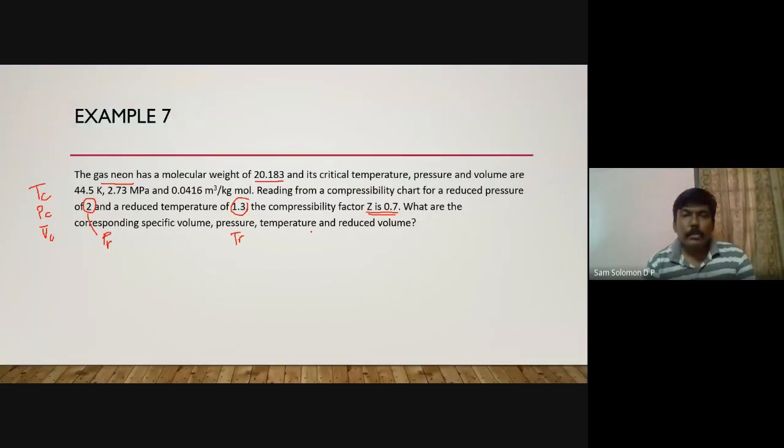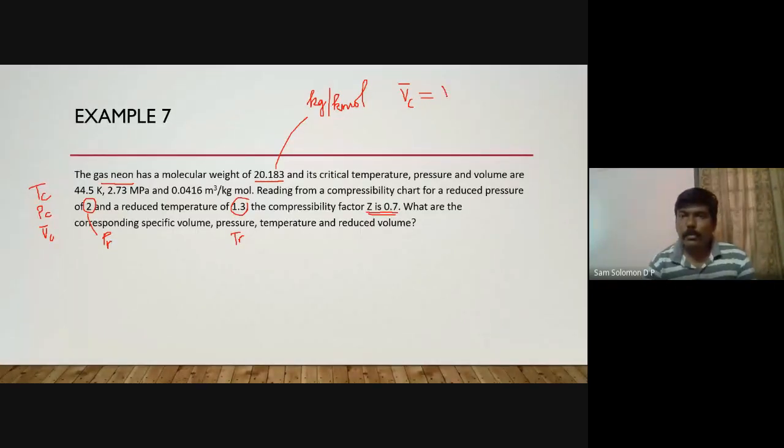Okay, so they have given you the molecular weight, and the unit for molecular weight is kilogram per kilomole. Before proceeding further, the first thing that we need to do is convert this V_C bar to V_C. This V_C bar is in meter cube per kilomole, but what we need is meter cube per kilogram.